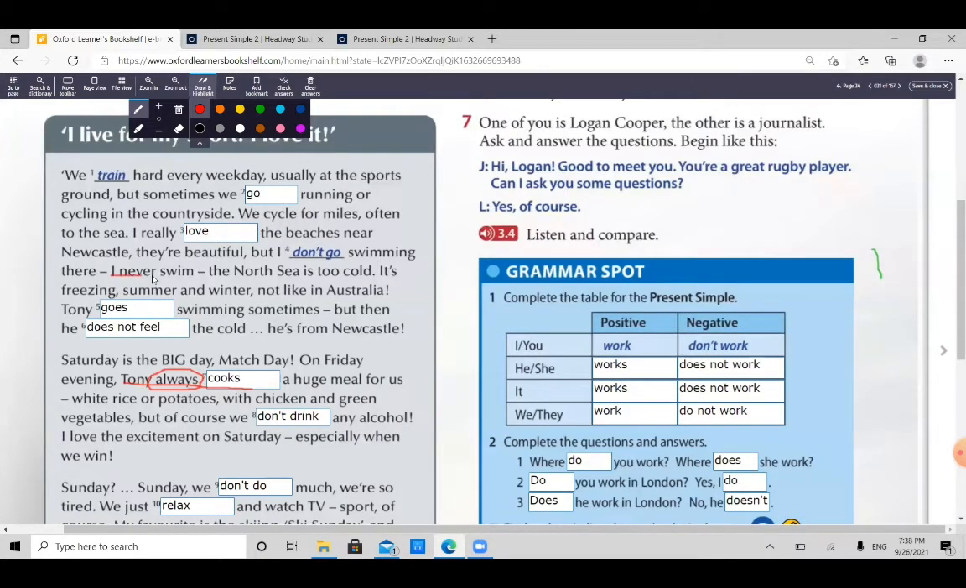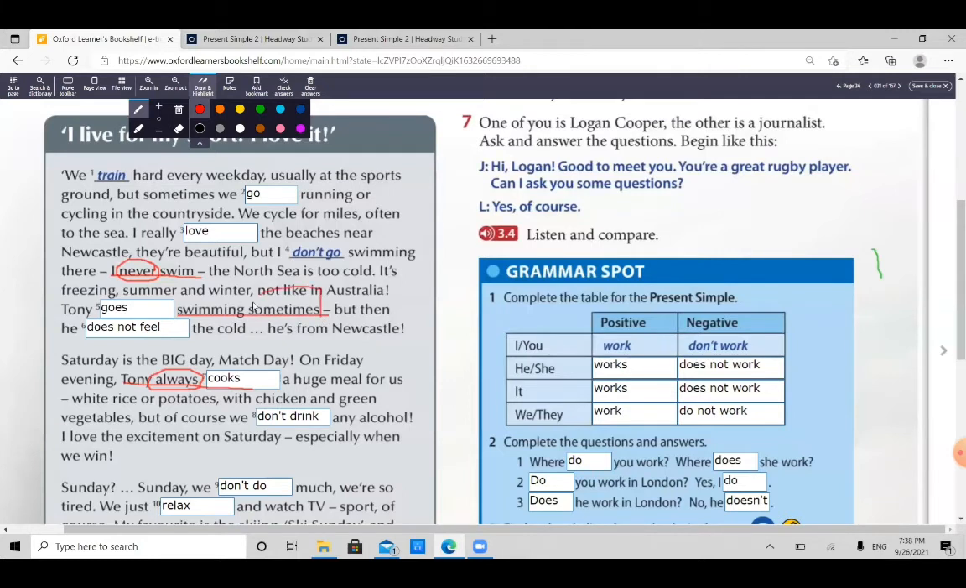Now, if you look in the previous passage, we have, for example, I never swim. This frequency adverb refers to the negative. So when you use never, there is no need for the helping verb. I never swim means I don't swim at all. So no need for do not. Never makes the sentence already negative.